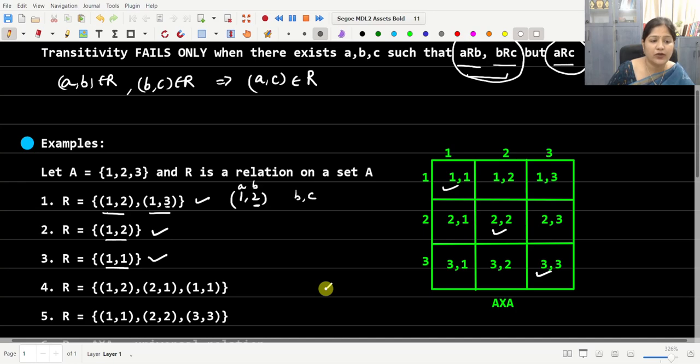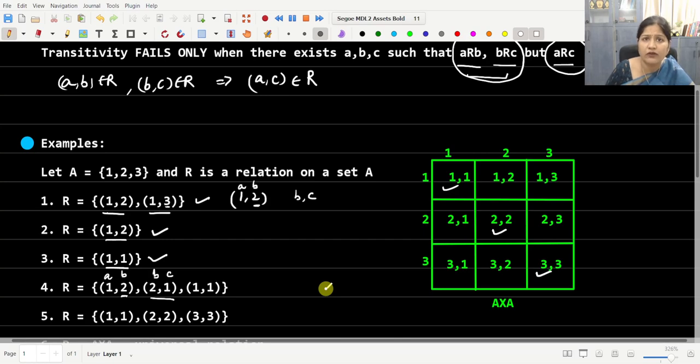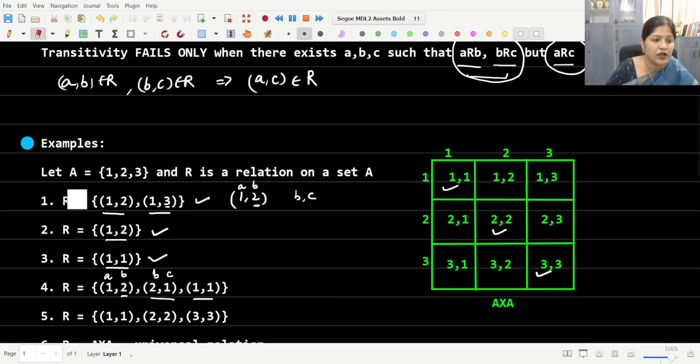Again, for R equal to {(1,2), (2,1)}, we will start with the first ordered pair (1,2), and check whether any pair starts with 2. Yes, there is an ordered pair with 2, which is (2,1). Now if this is a, this is b, this is b, this is c, then (a, c) is (1,1). So (1,1) should also be there. Yes, we will say that (1,1) is there. So for this particular ordered pair, the relation is transitive. But we have to check for all the ordered pairs, right? So we will move ahead with (2,1).